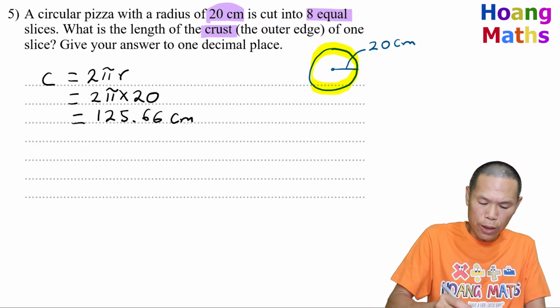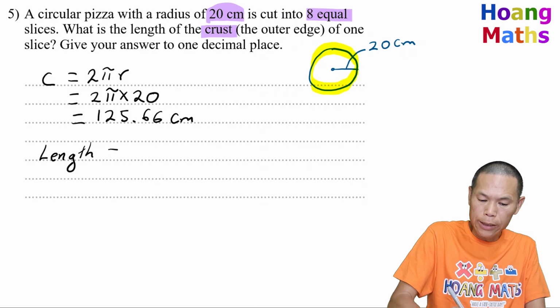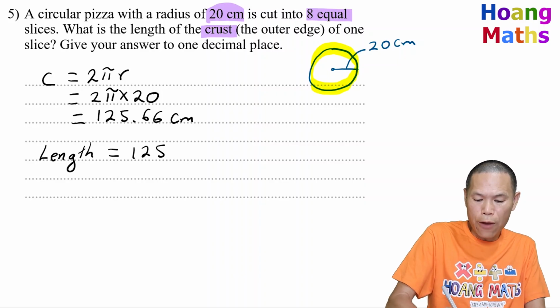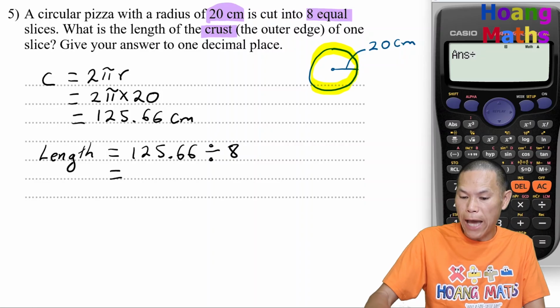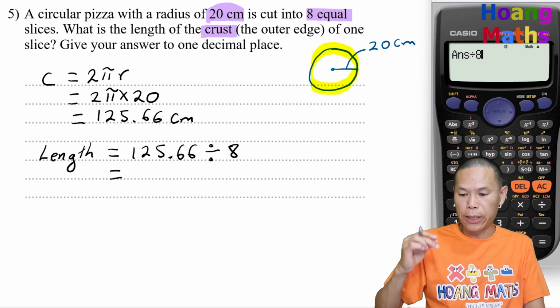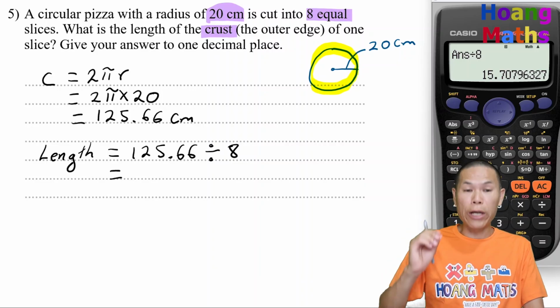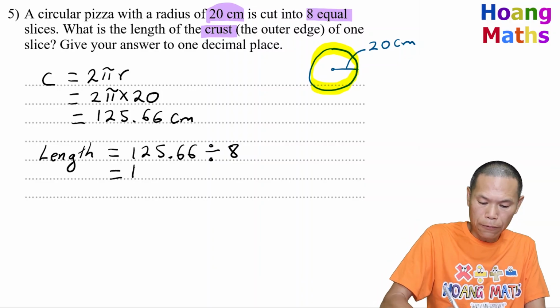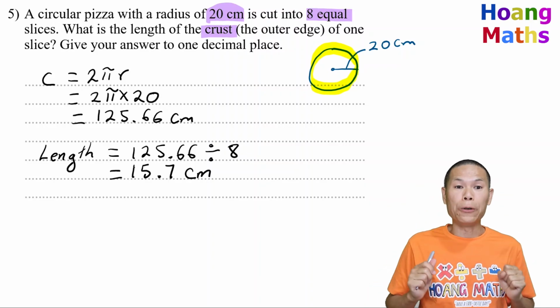So each slice will give me, the length is equal to 125.66 divided by 8. So I just go answer divided by 8, which will give me a more accurate result. Keep that in mind. That is 15.7 because it's correct to 1 decimal place. So 15.7 centimeters. So there you go.